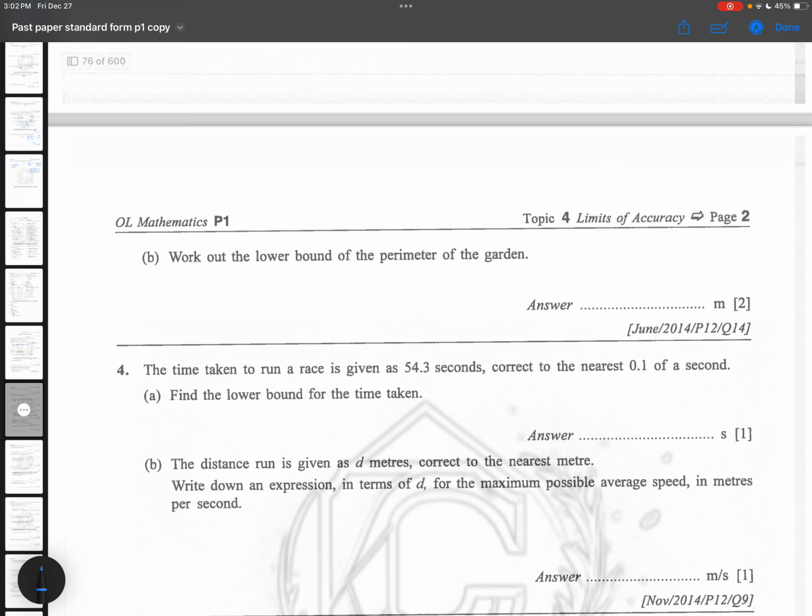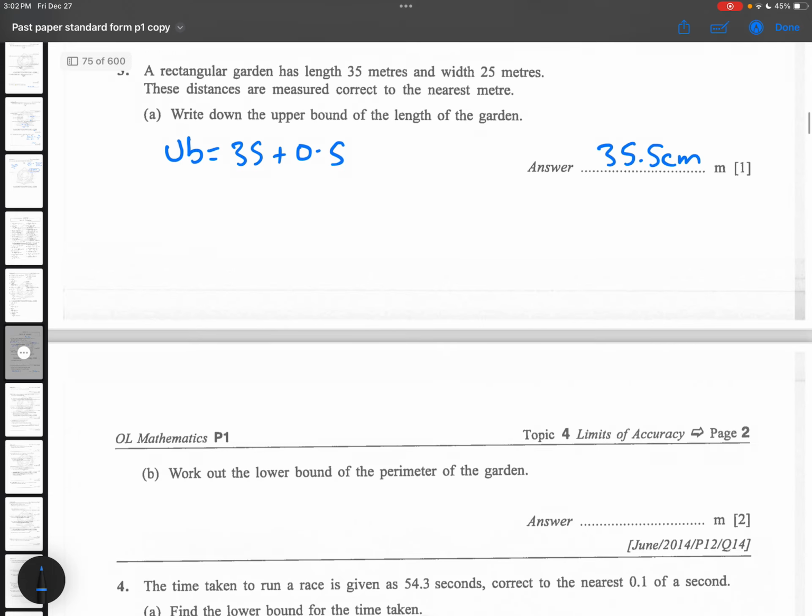Now we will be doing part B of this question. Work out the lower bound of the perimeter of the garden. In order to get the lower bound of the perimeter, we need to have the lower bound of the length as well as the width. So the lower bound of the length will be 35 minus 0.5. This will be equal to 34.5.